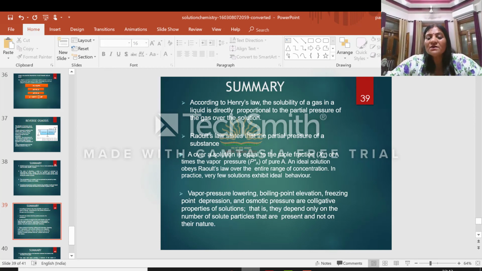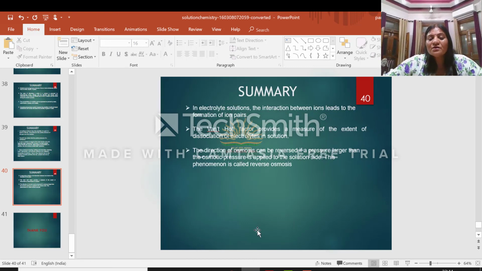According to Henry's law, the solubility of a gas in a liquid is directly proportional to the partial vapor pressure of the gas over the solution. Raoult's law states that the partial pressure of a substance is directly proportional to its mole fraction. Lowering of vapor pressure, elevation of boiling point, freezing point depression and osmotic pressure are colligative properties. They depend only on the number of moles of non-volatile solute particles.